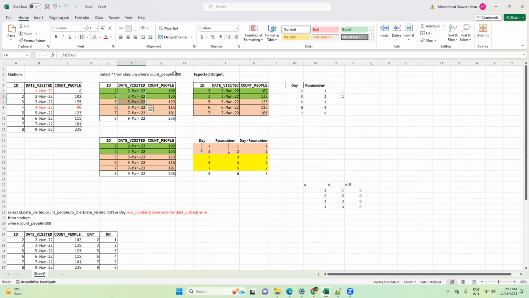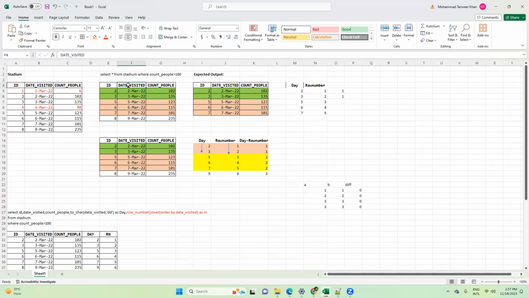Count of people greater than 100 is not a big deal. This is simple. If you analyze this question, the main catch was that the interviewer is trying to check whether the candidate can compare these two records, or these records, or all records. That was the main catch in this question.